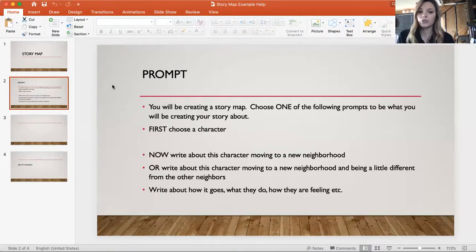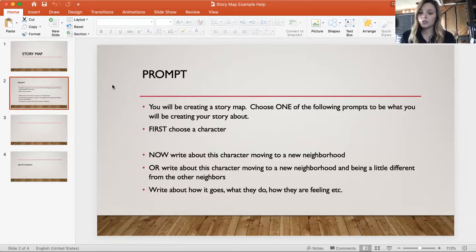So what I want you to do first is to choose a character. It can be whoever, whatever you would like. It can be an animal, it can be a person, it can be honestly anything that you would like. Then I want you to decide what you would like to make your story about. So you have two options. One, you can just simply write about this character moving to a new neighborhood. That's it. Or you can write about this character moving to a new neighborhood and how they might be a little different from their other neighbors.